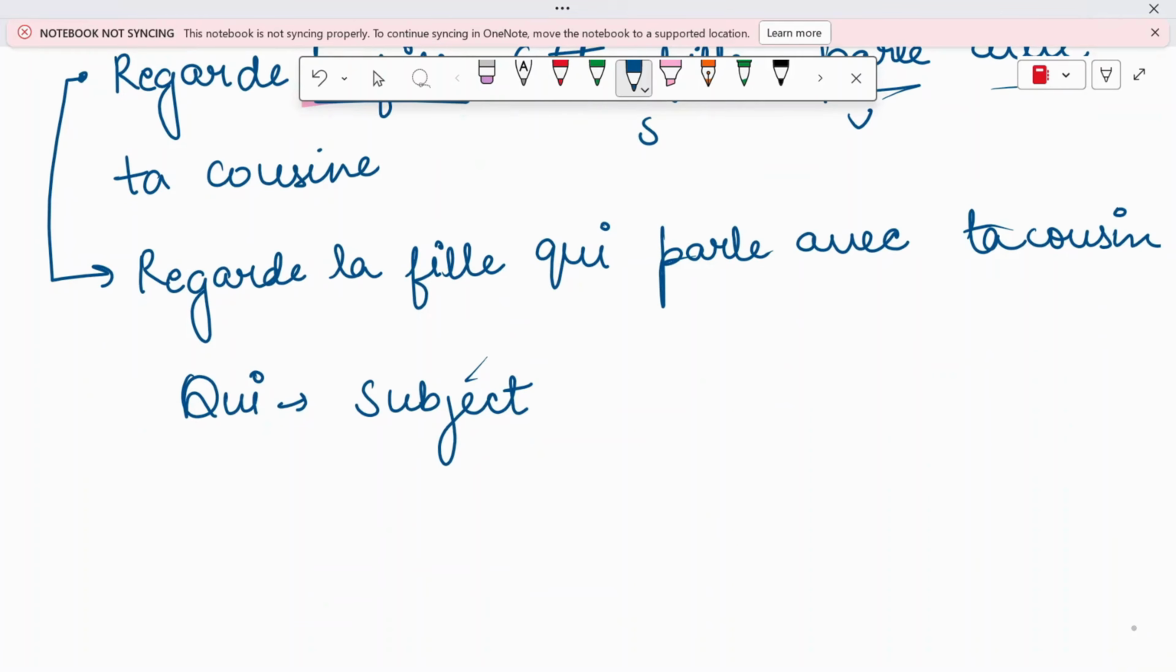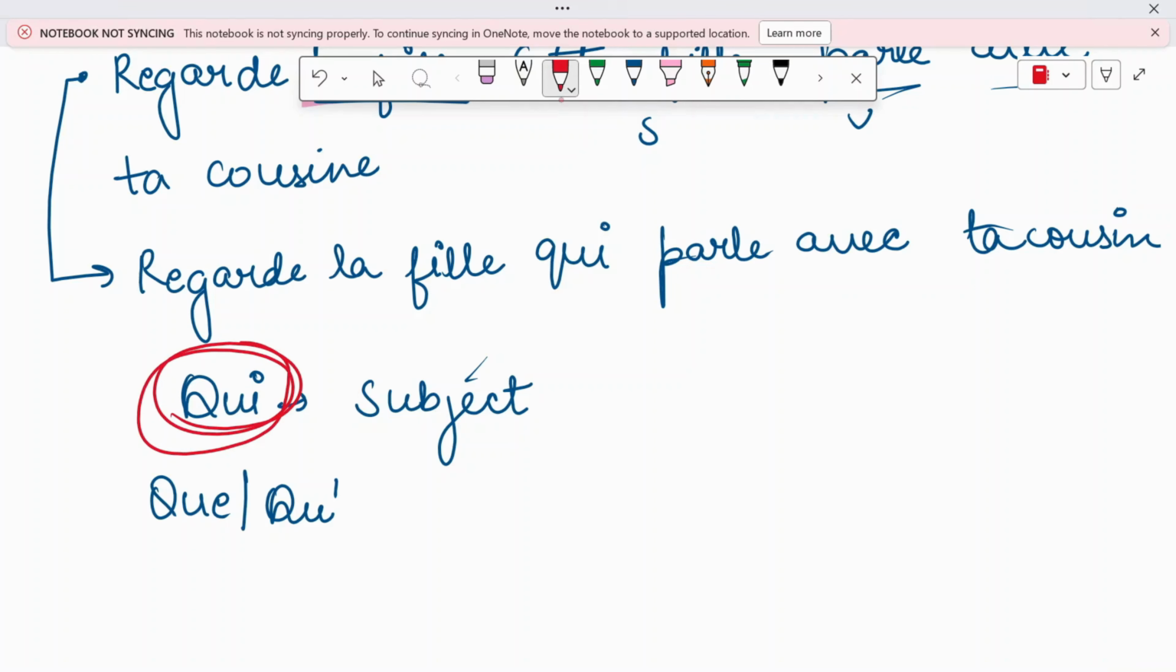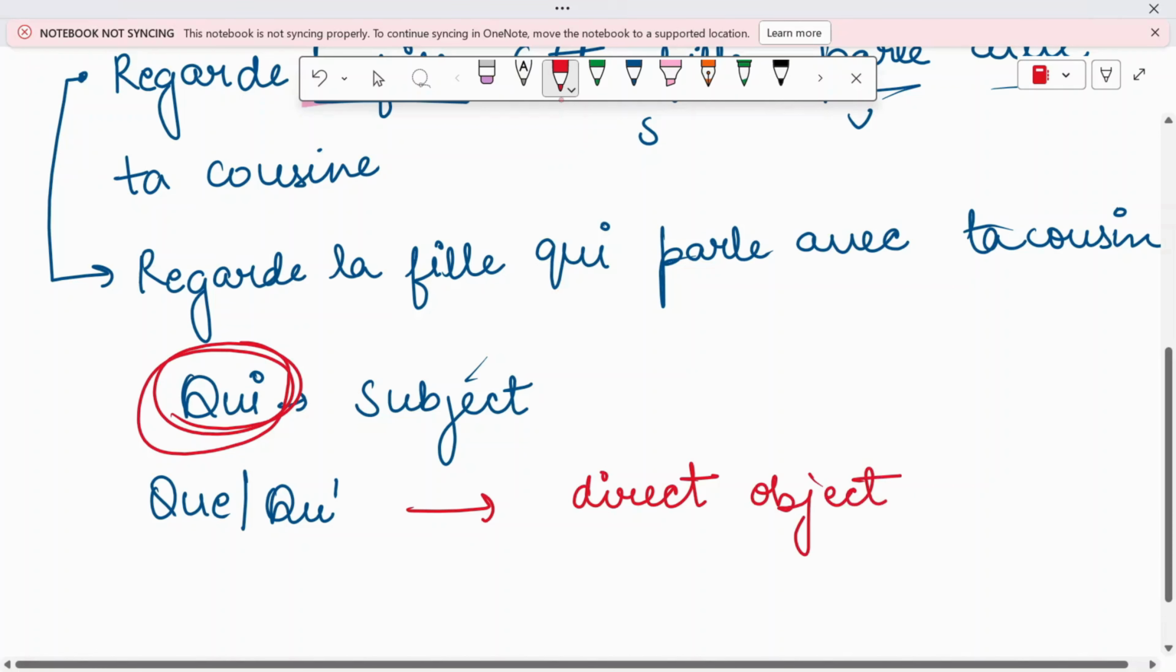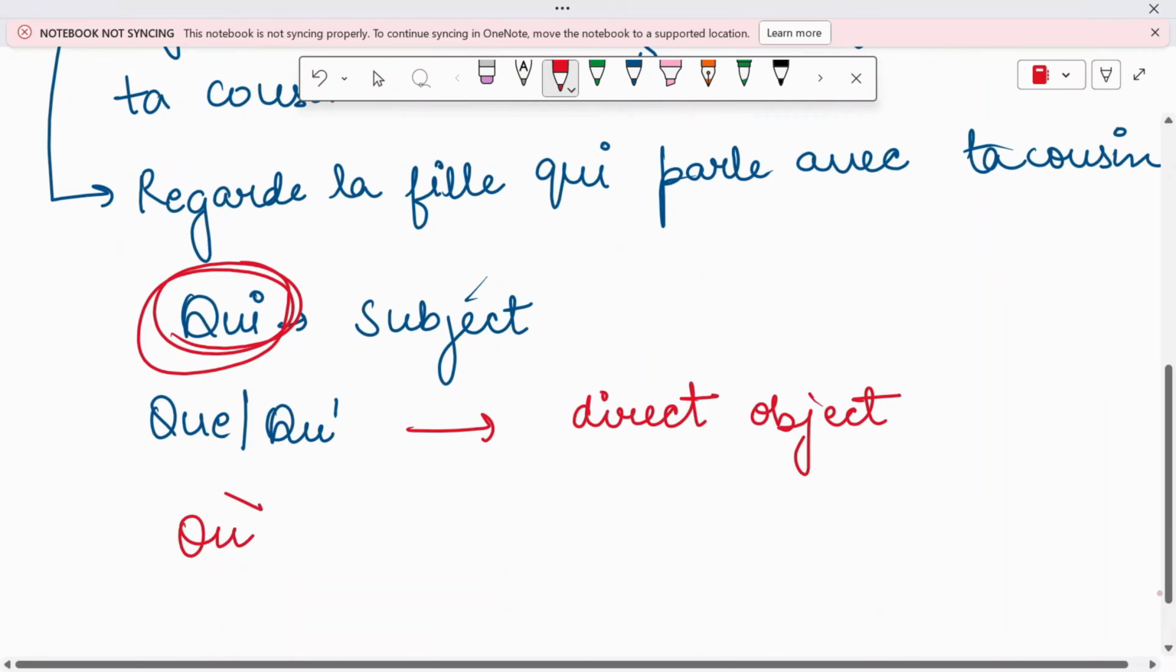Similarly, que, Q-U-E or Q-U apostrophe in case vowels clash. Qui does not change its format even when the vowels clash, but the que changes. Q-U-E or Q-U apostrophe is used when you are replacing a direct object. The meaning of direct object here is that no preposition is coming in between. Then another one is où. Où is used for where, so you are replacing a place.